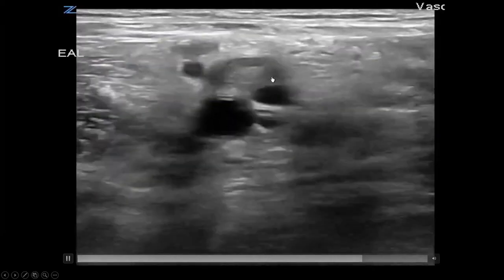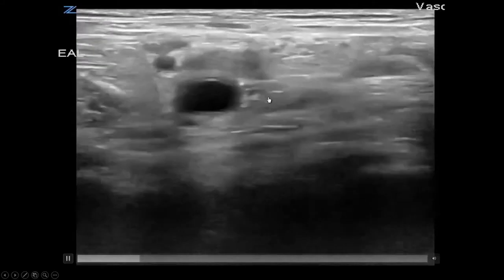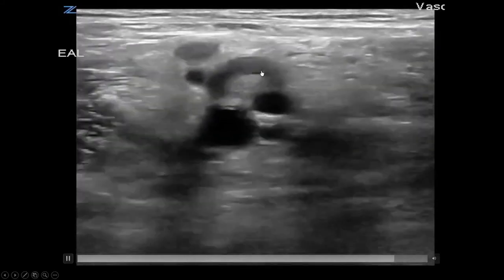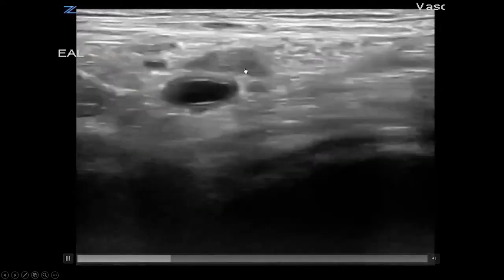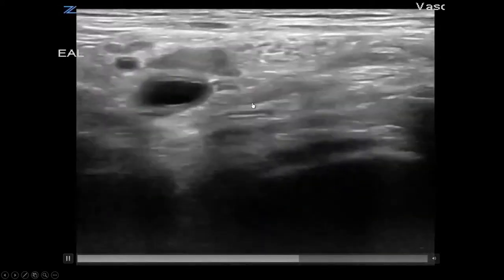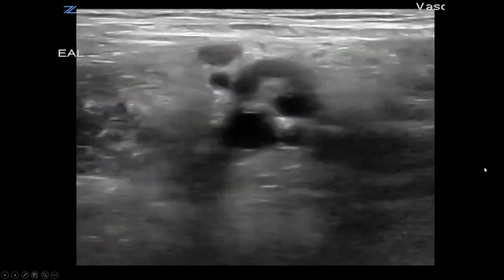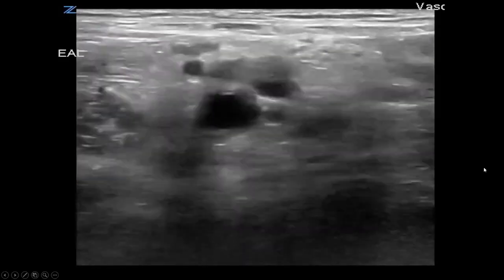So this patient has a blood clot. It's hyperechoic, meaning it's whiter and you're able to see it just by looking at it. And then once you add compression, you can see that the walls of the vein are not completely touching and the lumen's not disappearing. So this is consistent with a popliteal DVT.